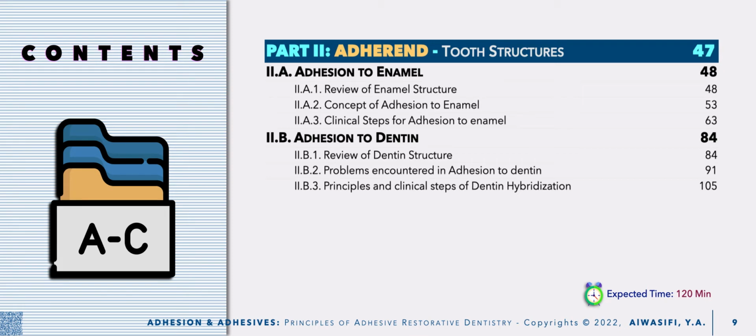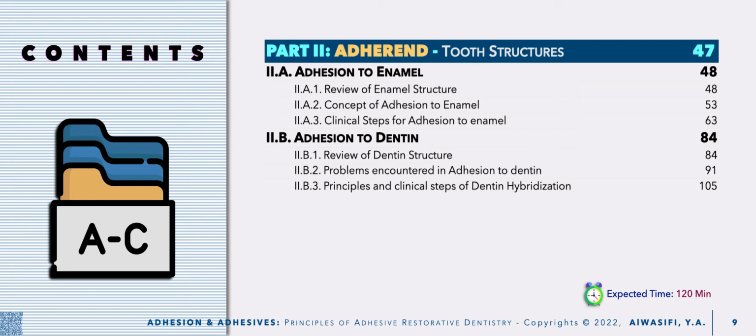enamel. And we translated this into clinical steps for adhesion to enamel, discussing in detail the specifications of the acid used and the proper timing of using it. What are the clinical steps, including cleansing, drying, and bonding, until we get the required, or optimal, strength of bonding with enamel.